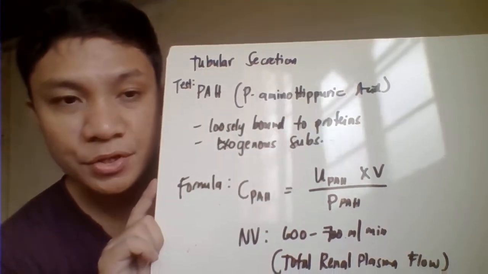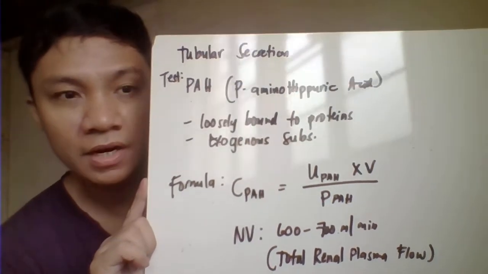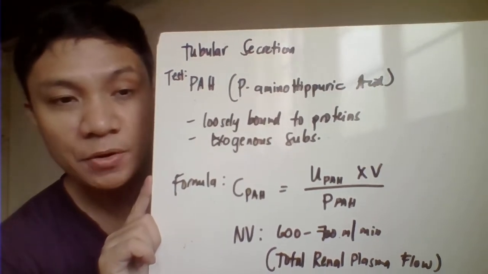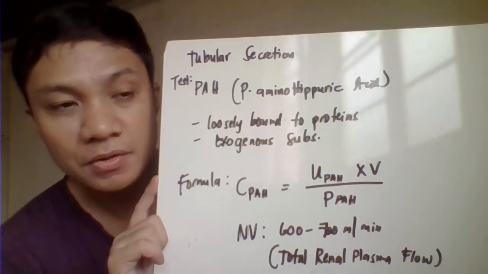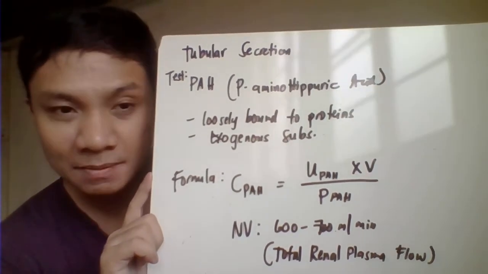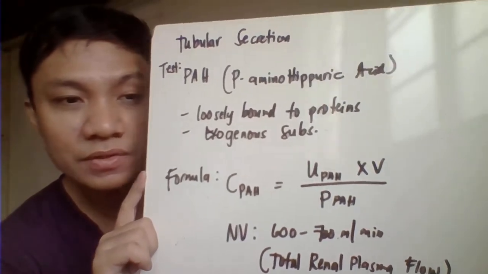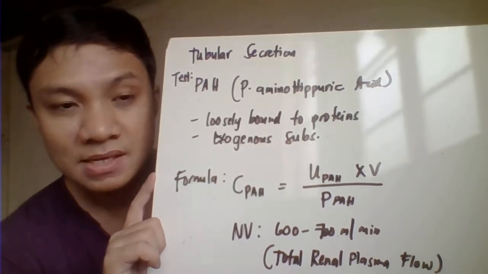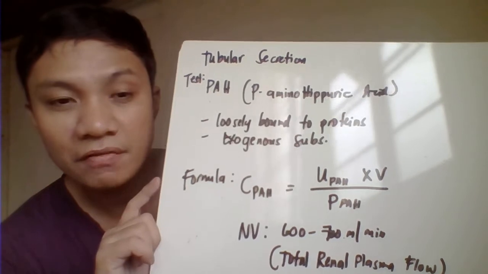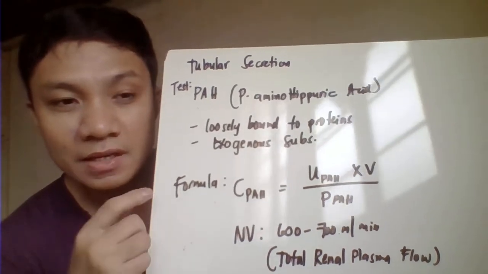Okay, the substance used for evaluation of your tubular secretion, we have here your PAH or your para-aminohippuric acid. Para-aminohippuric acid is an exogenous substance. Mean to say you need to infuse that one to your patients. Your PAH, bakit siya ginamit as your test for tubular secretion?